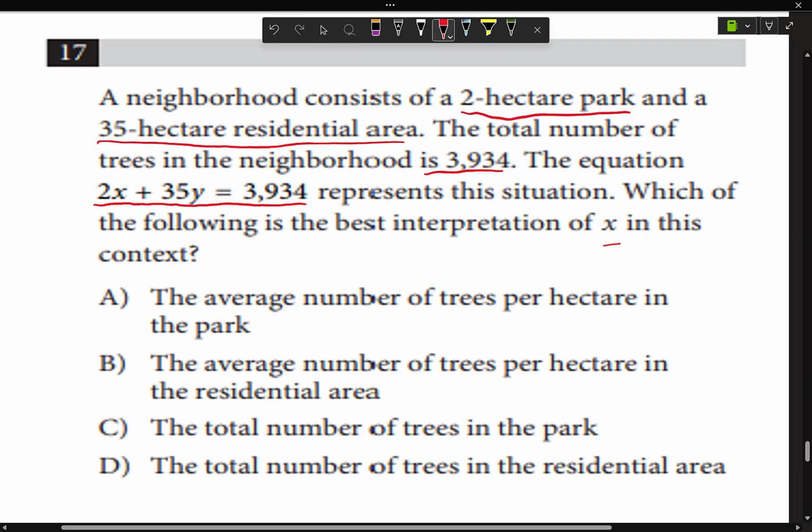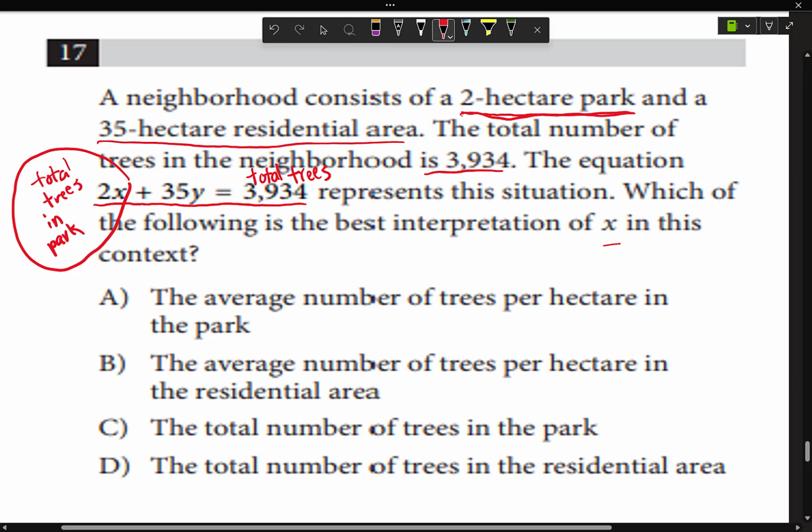So this one's a little tricky. 3934, of course, is the total number of trees. So then the next question, let's ask ourselves, what does 2x represent? Well, the 2 is coming from the fact that this park is a 2-hectare park. That's how large it is. So 2x represents the total number of trees that are in that park. And I'm going to say that again. 2x represents the total number of trees in that park.